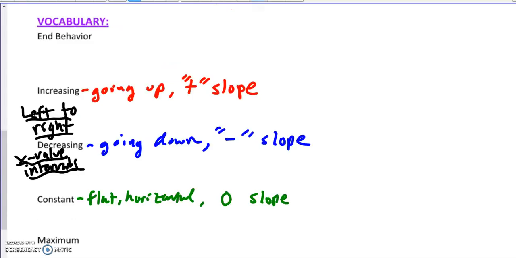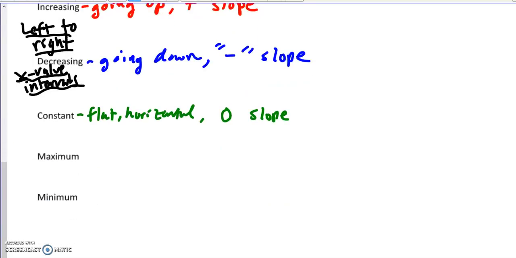Maximum and minimum points. We're going to think about these, what I like to call relatively. That's the term for it. I don't make it up. So we're going to look at relative maximum and relative minimum, which means it doesn't have to be the top point overall to be a maximum. It doesn't have to be the lowest point overall to be a minimum.